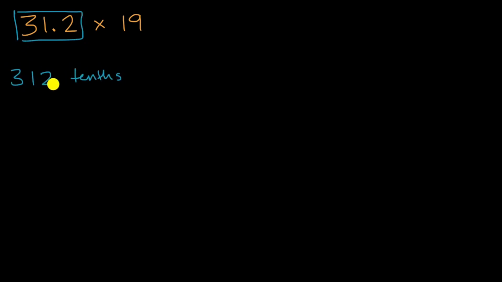And so this is the same thing as 312 tenths times 19. So what we could do is figure out what 312 times 19 is, and it's going to be that many tenths, and then we could convert it back to a decimal. I'll also show another strategy, but let's just do that.